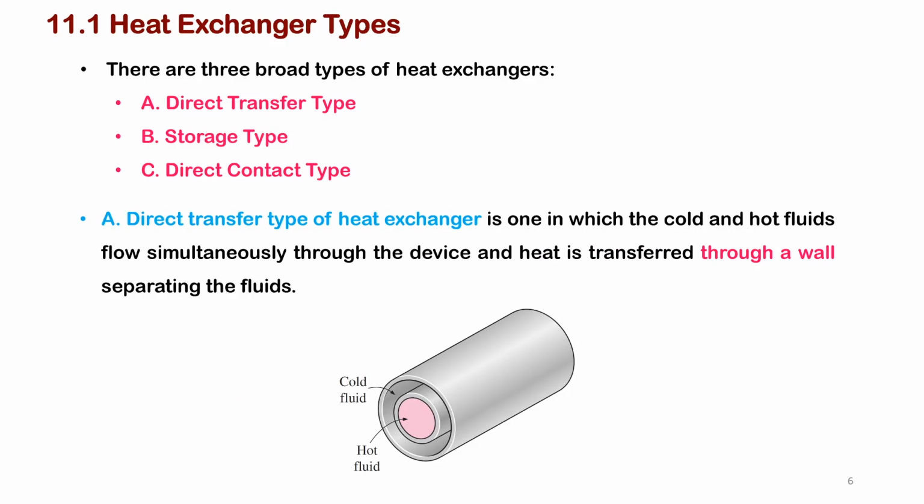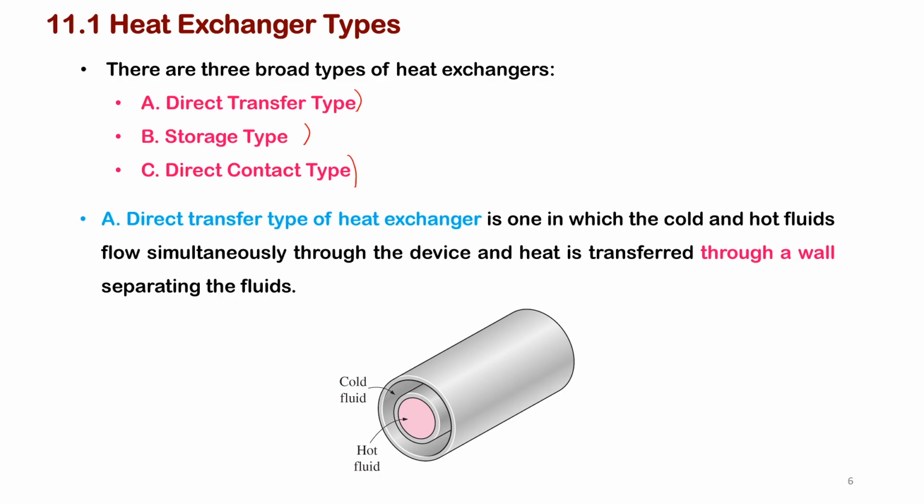Now, after we define the heat exchangers and talk about the industries that rely on them, let's talk about heat exchanger types. Broadly speaking, we have three types of heat exchangers: direct transfer type, storage type, and direct contact type.